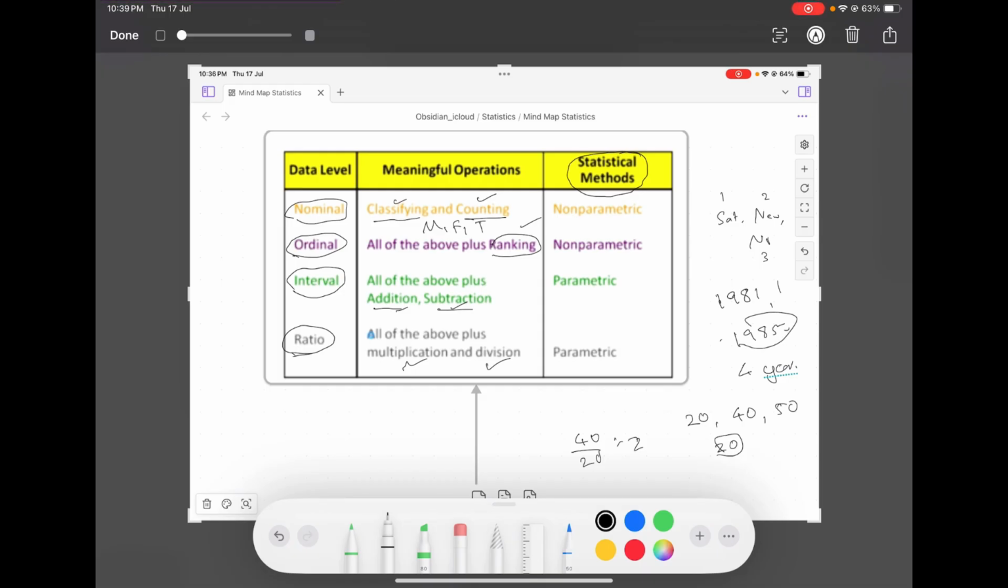But in the case of years, 1985 divided by 1980, you cannot do that, right? So this is called the data level. You should know the type of data and the level of the data that you are collecting. Based on this, you can make inferences or conduct tests. For interval and ratio data you can carry out parametric tests, and for nominal and ordinal data you can only have non-parametric tests. In the coming videos we will learn in detail about the different types of tests.